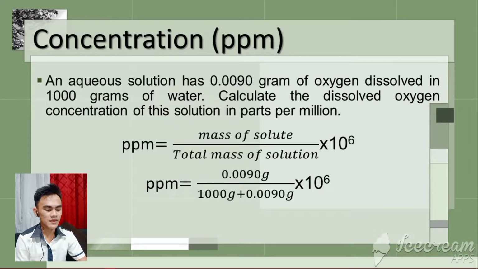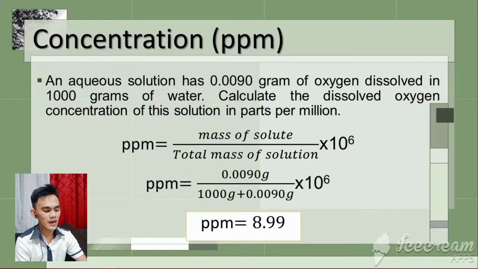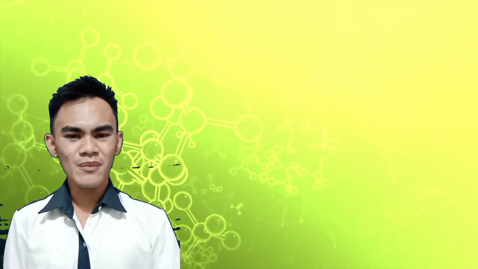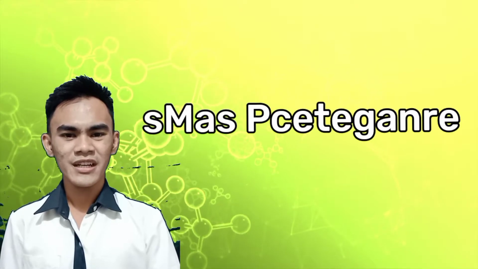So ppm, substitute all the given values. We have here the given solute that is equal to 0.0090 grams and the total mass of the solution, as we all know that solution is equal to the solute plus the solvent. So our solute here is 0.0090 grams plus our solvent that is 1000 grams, times 10 raised to the power of 6 or 1 million, our ppm or parts per million is equal to 8.99. Number 2. What is this word?